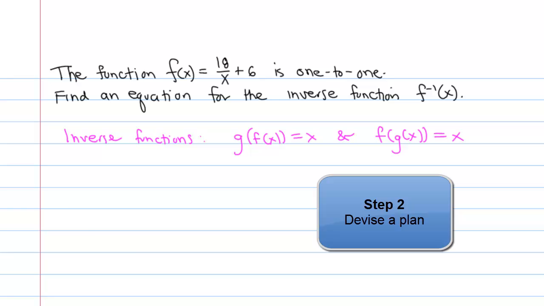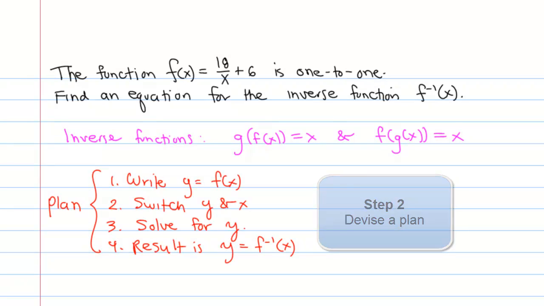Now what's going to be my plan? Fortunately for my algebra class, I know that there's actually a step-by-step process for finding an inverse function. And the 4 steps are: write the equation y equals f of x, switch the roles of x and y, solve the new equation for y, and then the result will be y equals f inverse of x. So let's put that plan into action.